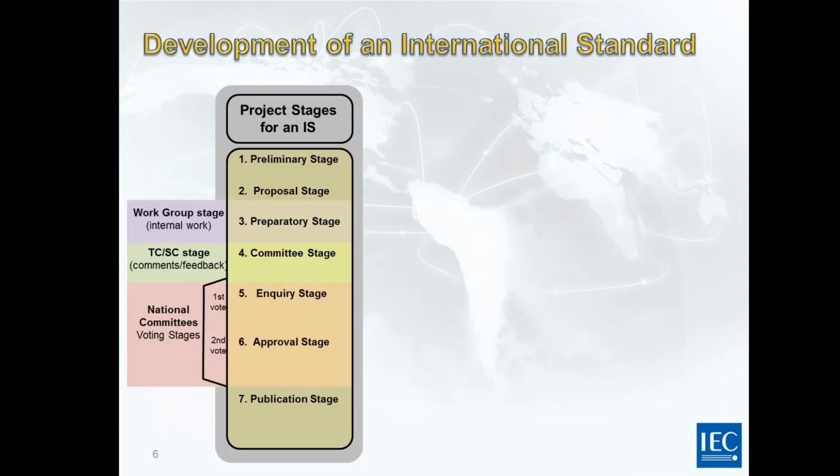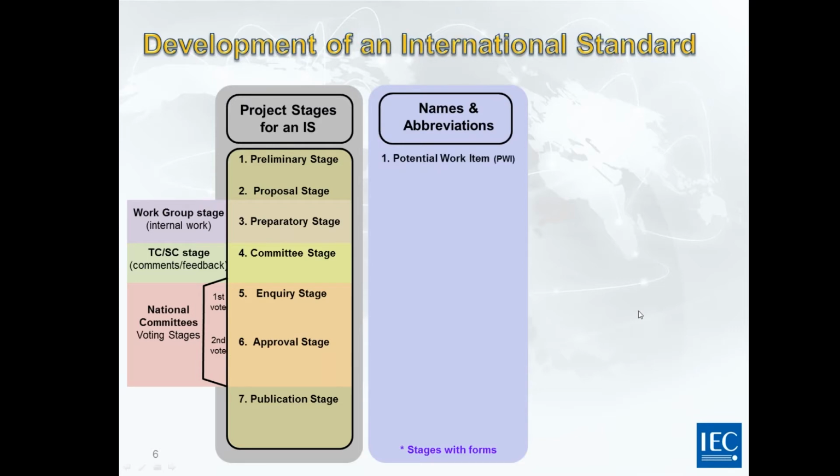So we will focus now on the development of an international standard, and the ISO/IEC Directives Part 1 give guidance on how to develop a project. And we have defined 7 project stages. The first one would be the preliminary stage. So this is where we declare a potential work item, PWI.